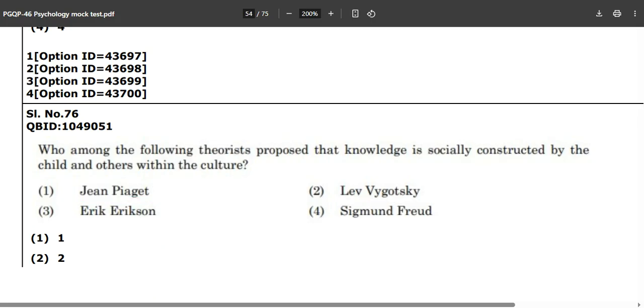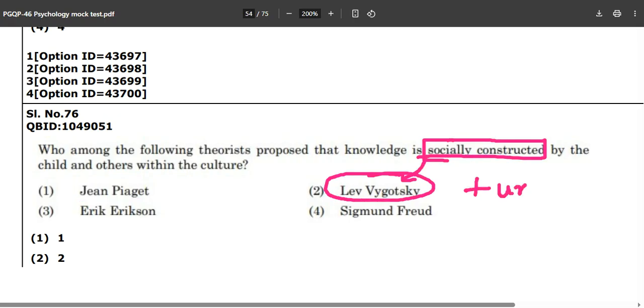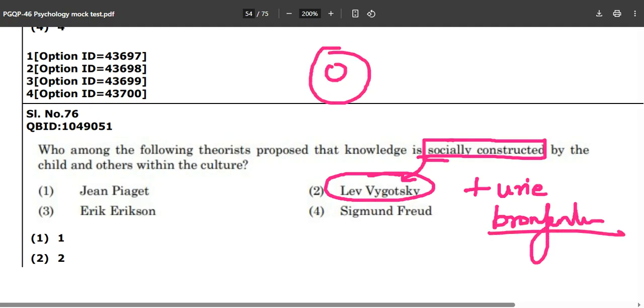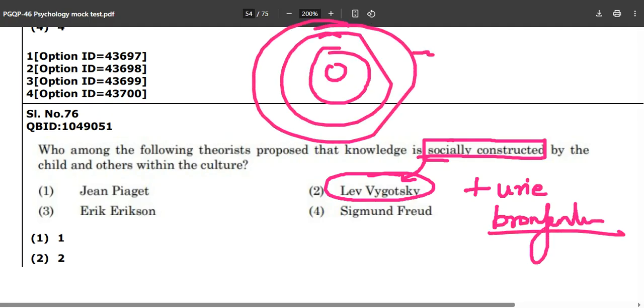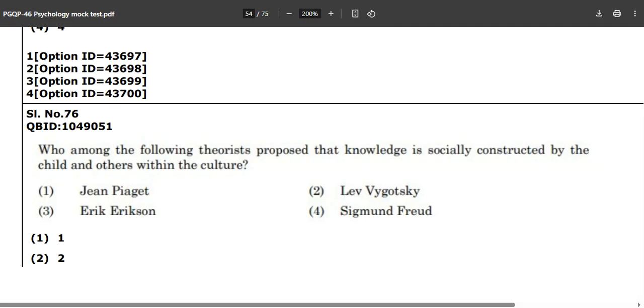So just to summarize, whenever there is a question on social construction, always try to find this guy from Russia plus one more guy, Urie Bronfenbrenner, about this model with the meso, micro, exo systems. Only and only these two guys have talked about social construction and all those things. The rest is just history, and I hope you would have marked the second option in this particular question.